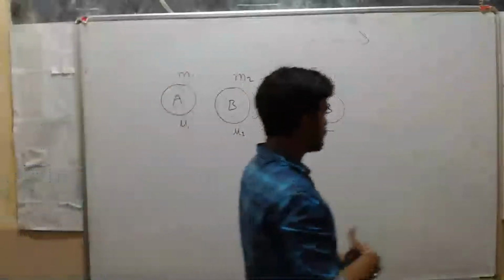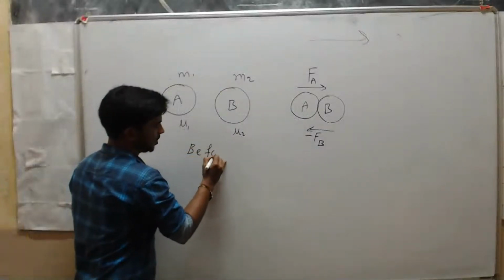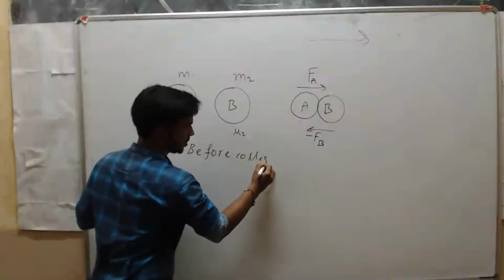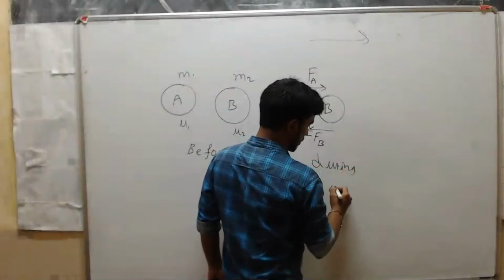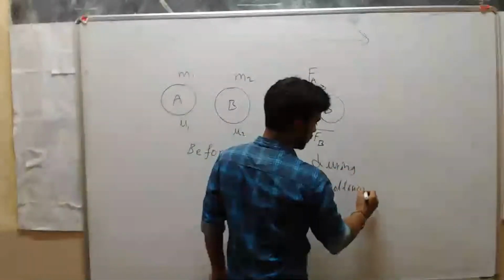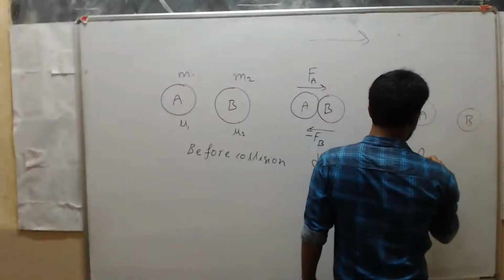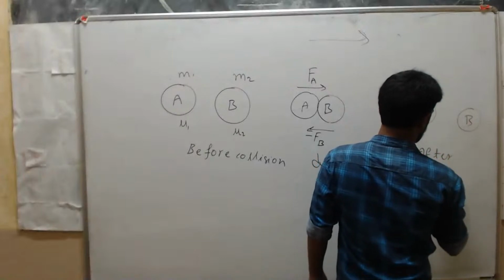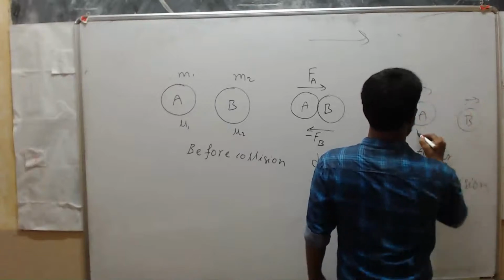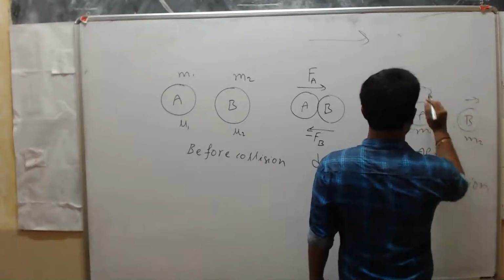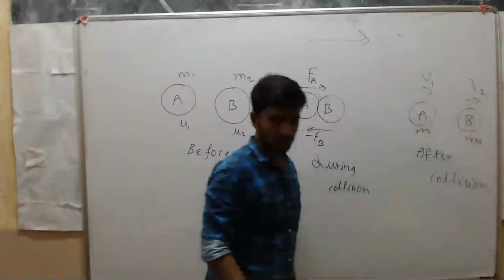So this is before collision, this is during collision, and this is after collision. After collision, what will happen? The masses remain the same, m1 and m2, but the velocities change. I will take the velocities as v1 and v2.